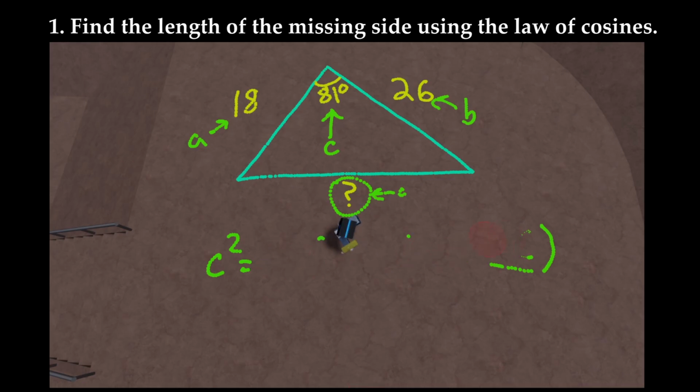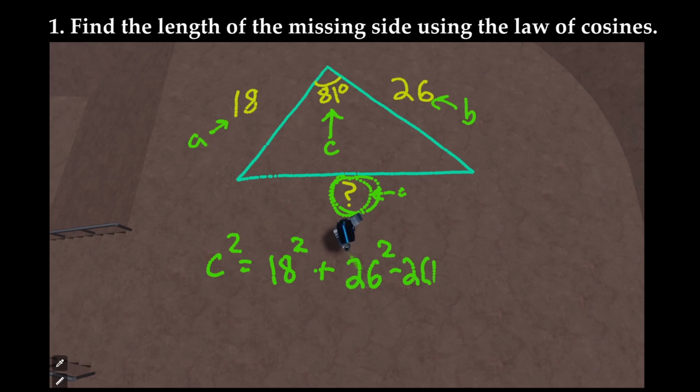We're still going to have c squared, because I'm still trying to find this side length over here that we called little c. But a is 18, so we're going to have 18 squared, plus now b squared would be 26 squared, and then minus 2 times a times b, that's 18 times 26, and then times the cosine of 81 degrees, because that's angle C. And then now just take out a calculator and compute this.